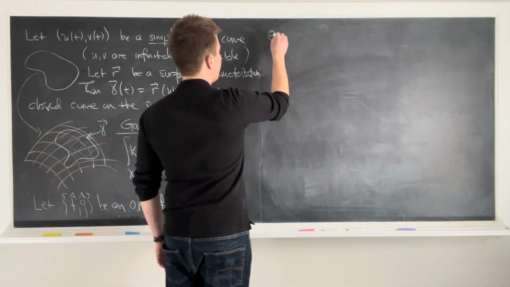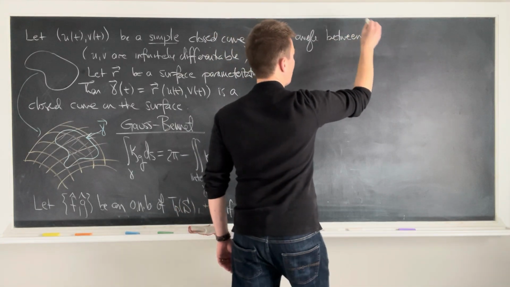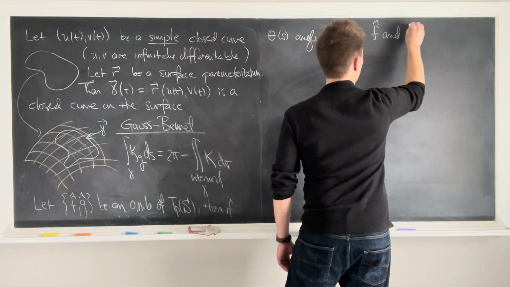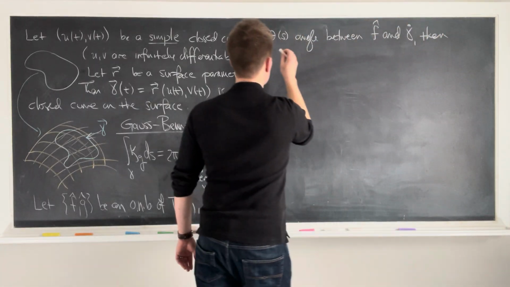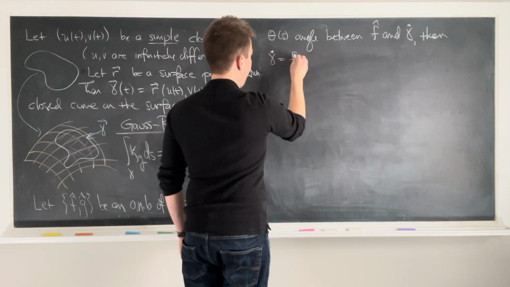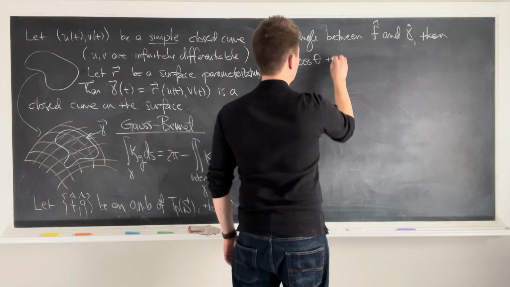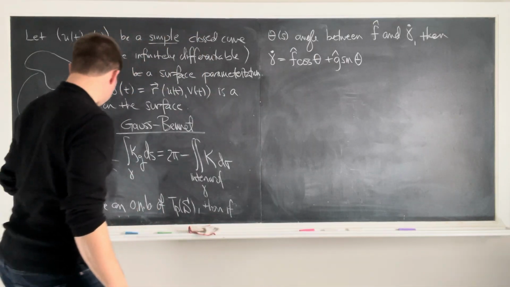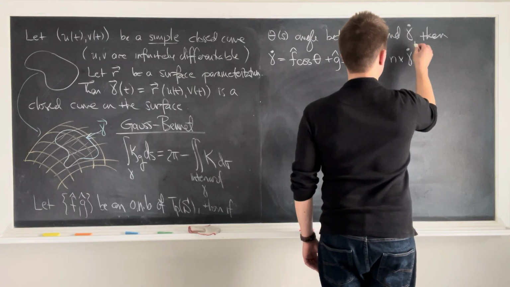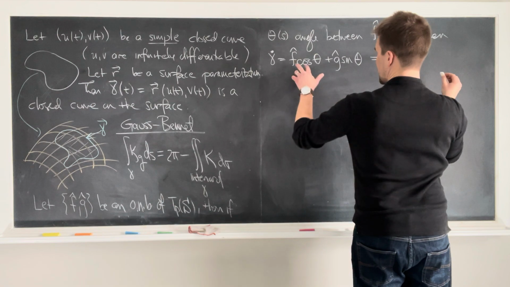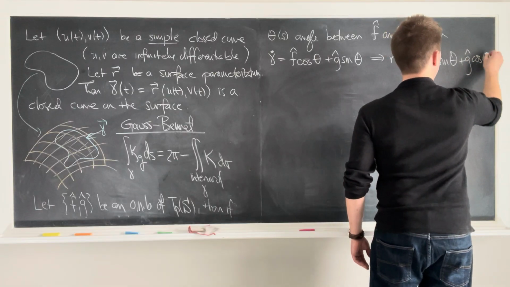if theta(s) is the angle between f hat and gamma dot, then gamma dot is going to be, I'm going to suppress the (s) here, f hat cosine theta plus g hat sine theta, because it's an orthonormal basis, I can write down this expression. And then this implies that the component n cross gamma dot has to be what? Has to be negative f hat sine theta plus g hat cosine theta.